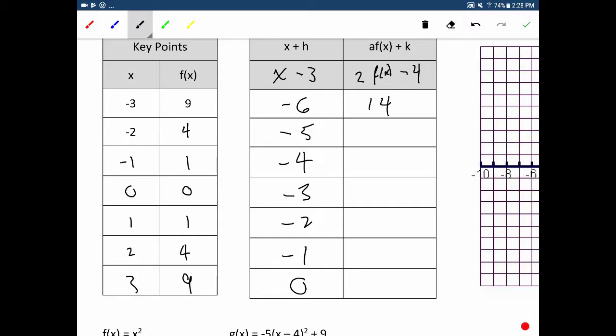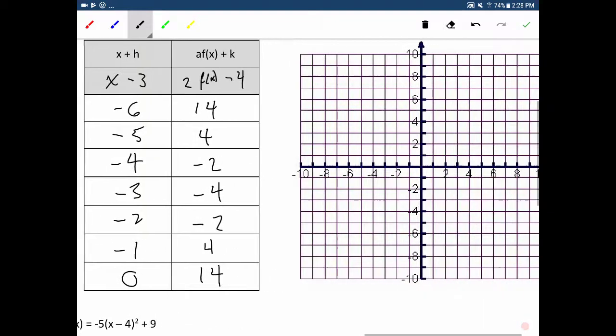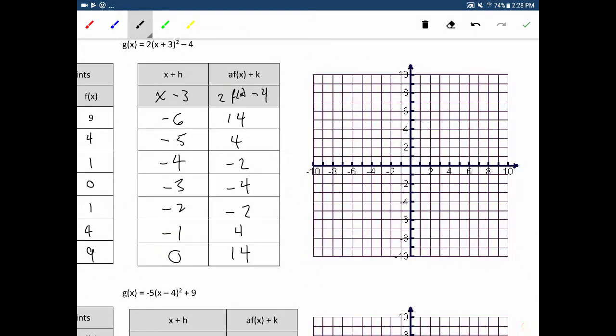2 times 4 is 8, minus 4 is 4. Let's see, 2 times 1 is 2, minus 4 is negative 2. 2 times 0 is 0, minus 4. And then we're going to have the same thing again. We're going to have negative 2, 4, and 14. There we go. So again, we just plot this on the graph.